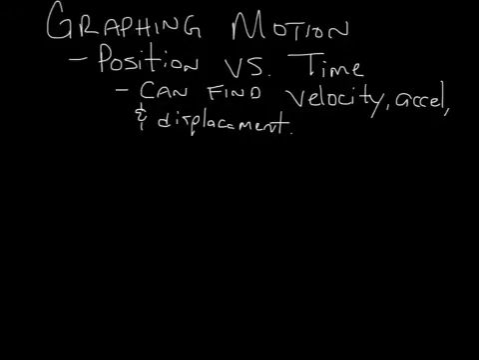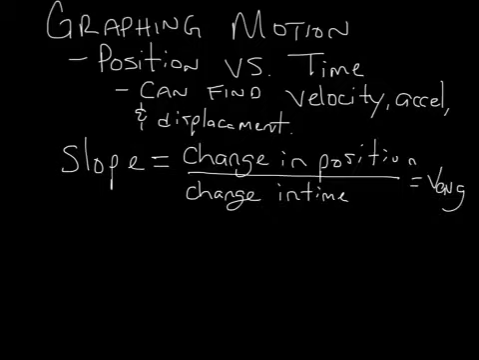We can use these graphs to find velocity, acceleration, and displacement. As we found in our lab the other day, the slope of a position versus time graph will equal the change in position divided by the change in time. So the slope equals the average velocity.